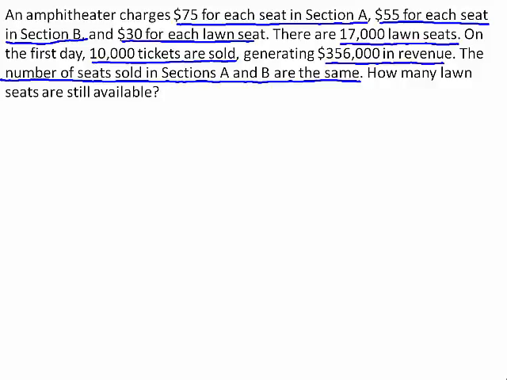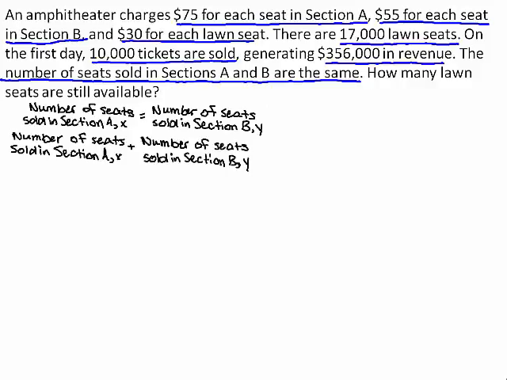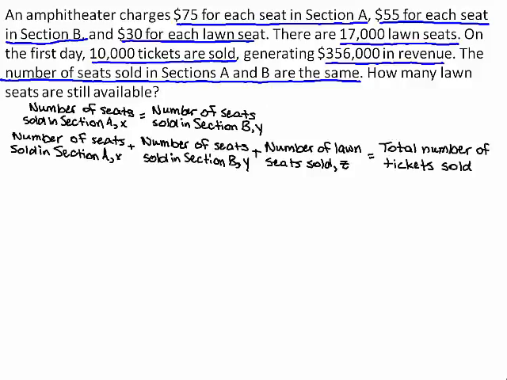First, write a verbal model for the situation. Because the number of seats sold in Sections A and B are the same, the number of seats sold in Section A, x, equals the number of seats sold in Section B, y. Also, the number of seats sold in Section A, x, plus the number of seats sold in Section B, y, plus the number of lawn seats sold, z, equals the total number of tickets sold.